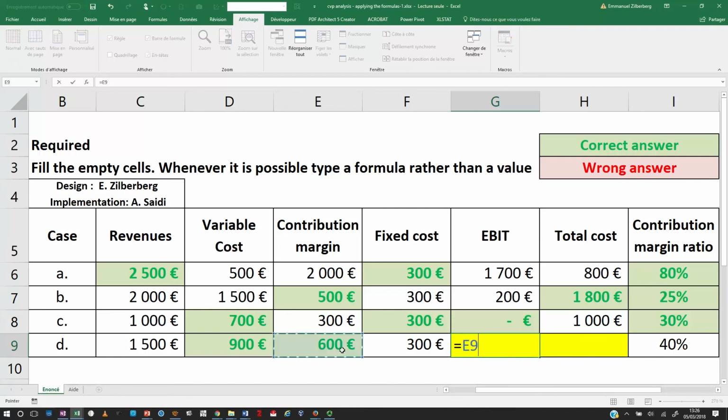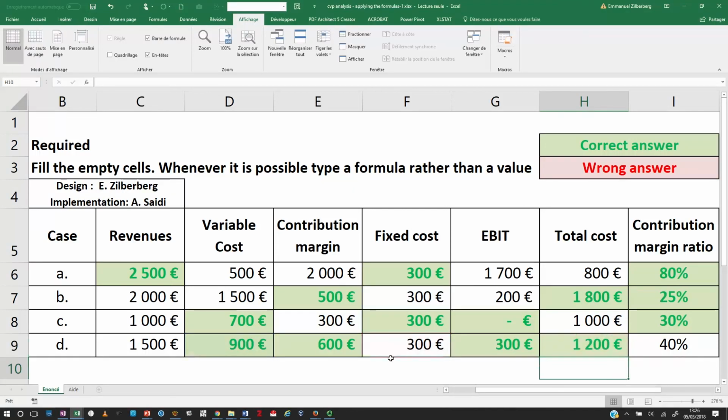That means the variable costs were 1,500 minus 600. So the variable costs were 900. The EBIT, that's 600, the contribution margin minus fixed cost.